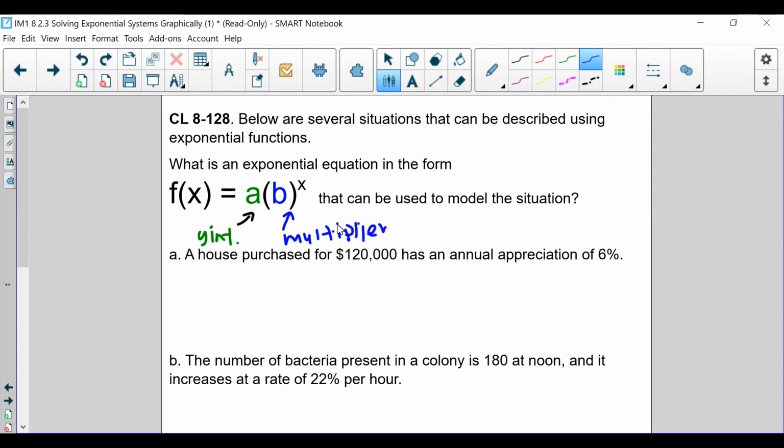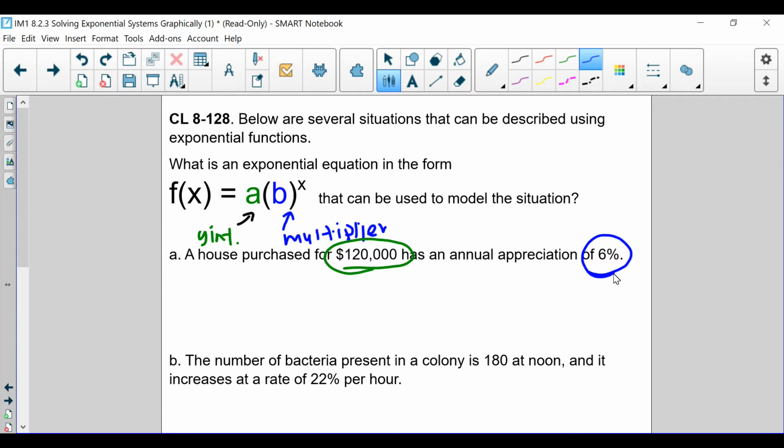Okay, here we go. So then we're going to look at this. It says a house. House values, depending on the market, rise in value. So we're going to look at this question. It says a house purchased at $120,000. Wow, that's such a cheap house. This is the starting price of the house, and over time, the value of the house goes up by 6%. So how do we think about that?